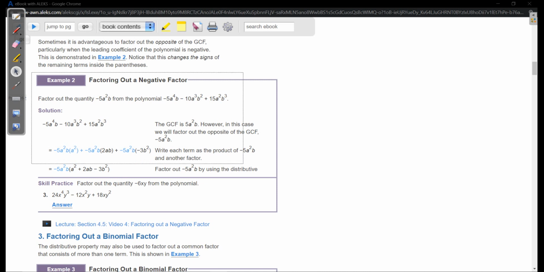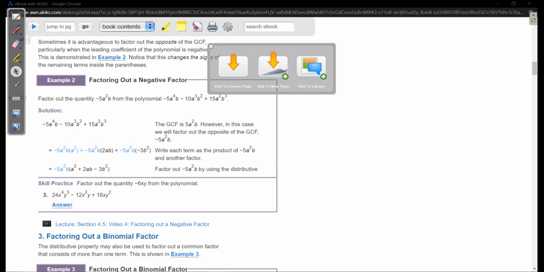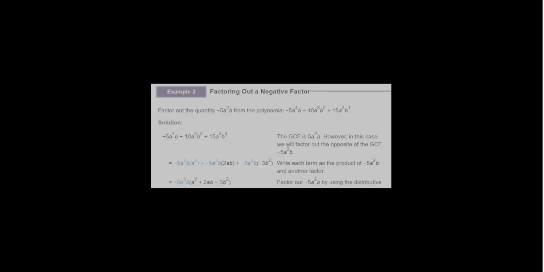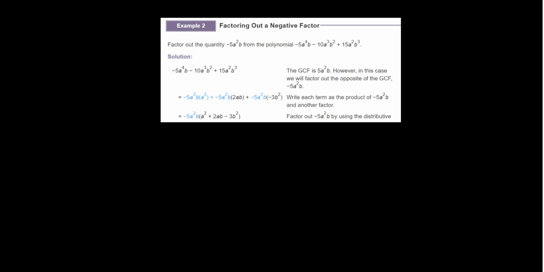All right, so let's just snip this. This reads, factor out the quantity negative 5a squared b from the polynomial negative 5a to the fourth b minus 10a cubed b squared plus 15a squared b cubed. So what is the greatest common factor? It's kind of telling us 5a squared b. So the greatest common factor is 5a squared b. However, in this case, we'll be factoring out the opposite. We're going to be factoring out the negative of it.